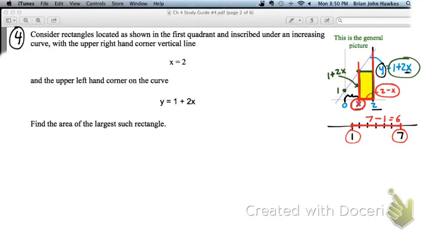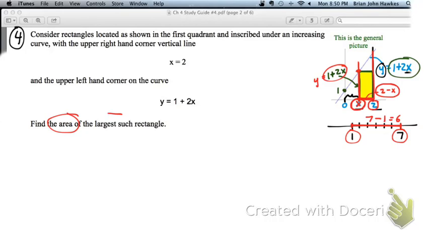We have the same situation going on here. The base of this rectangle has a length. If the right-hand endpoint has a value of 2 and the left-hand endpoint has a value of x, then the length of that base is 2 minus x. That takes care of the base, and hopefully by now you're seeing that the height of the rectangle is 1 plus 2x, because the y, meaning the height of the rectangle, is equal to 1 plus 2x.